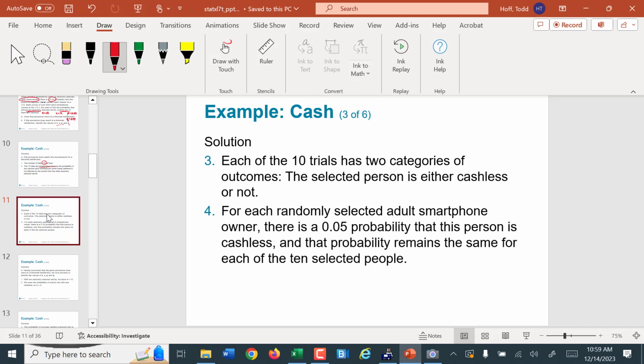If they're cashless, that's going to be a success. If they're not, that's a failure. Cashless is not necessarily a good or a bad thing. It's just that's the characteristic we were looking for. That's why it's called success. And that probability of success on individual trial is 0.05, and it stays 0.05.